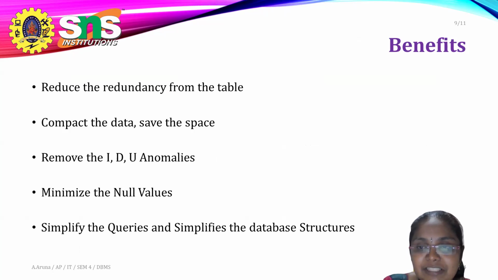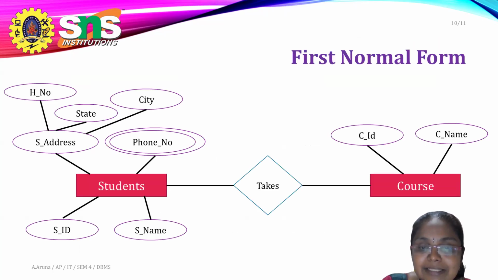These are a few benefits of using normalization. It reduces the redundancy in a table, compacts the data, and saves space. We can remove all types of anomalies, minimize null values, simplify the queries, and the database structure will be more uniform.